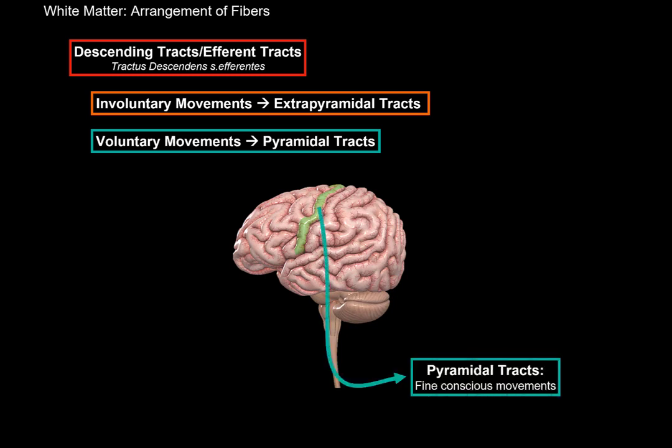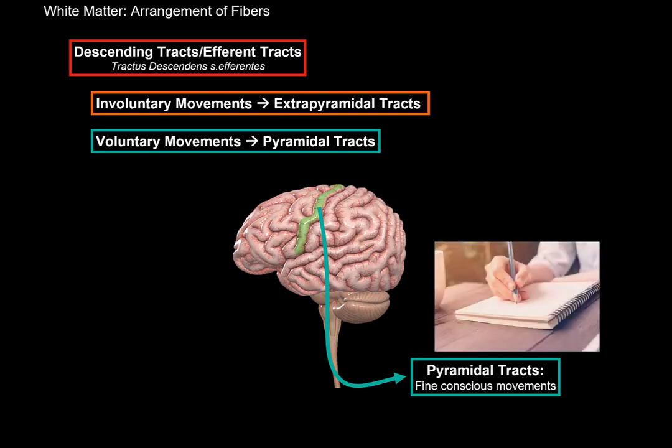All the tracts that come from the pyramidal cells are called voluntary movements, and they help you make fine conscious movements, like when you're writing with a pen. These movements are so precise that they make your handwriting look good. These tracts usually start with the name cortico, like the anterior corticospinal tract and the lateral corticospinal tract.